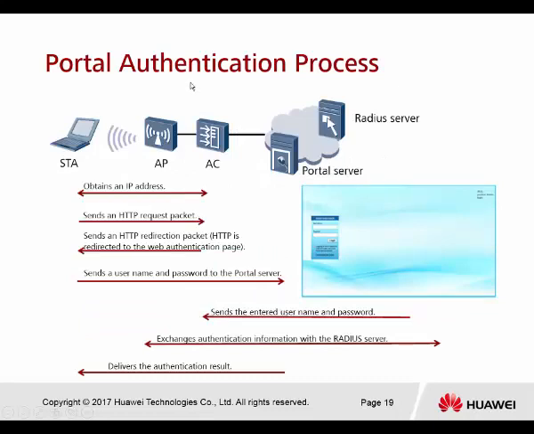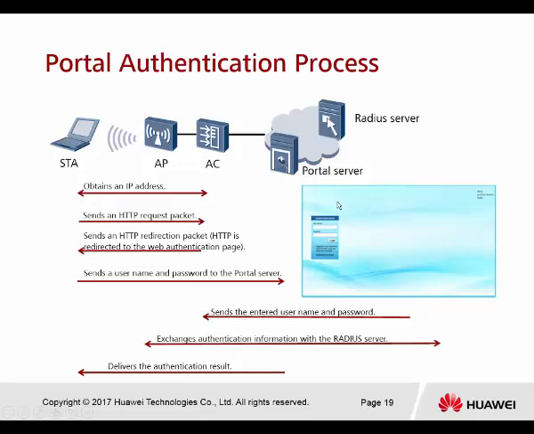Okay, this is the portal authentication process. First, when we are already connected to the SSID, the first thing the PC is going to do is send the IP request. They try to find the DHCP server first to obtain the IP address. After our PC gets the IP address, the PC is going to send the HTTP request, trying to go online. So the AC is going to redirect, sending the HTTP redirect packet because right now you haven't passed the authentication yet. So I'm going to redirect you to the portal page.